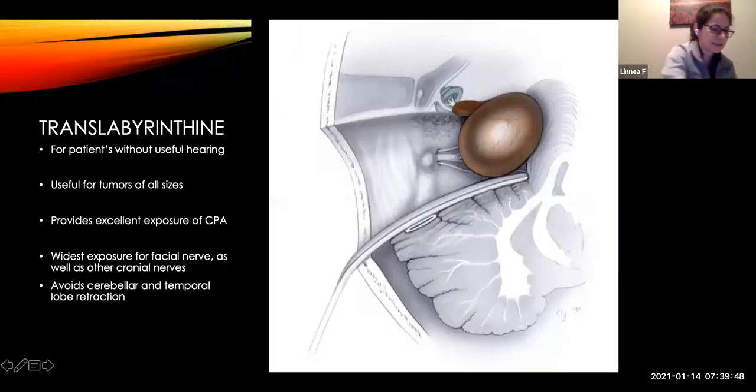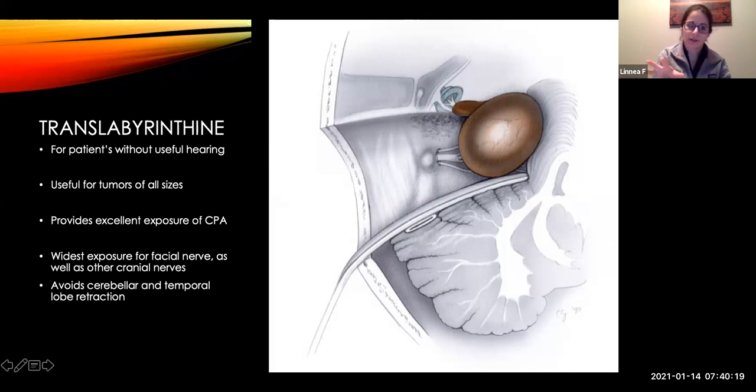So let's talk about these different things. The TRANSLAB approach is for patients without useful hearing. I'll get to some of the pictures later, but you're drilling through the semicircular canals to get to the IAC. It's useful for tumors pretty much of all sizes. It's the best one for protecting the facial nerve. It gives the widest exposure of the facial nerve because you'll find the facial nerve before you get to the IAC. And it provides excellent exposure to the CPA.